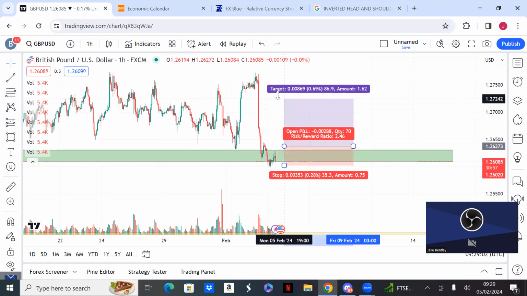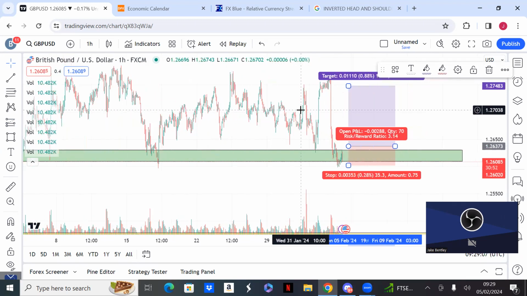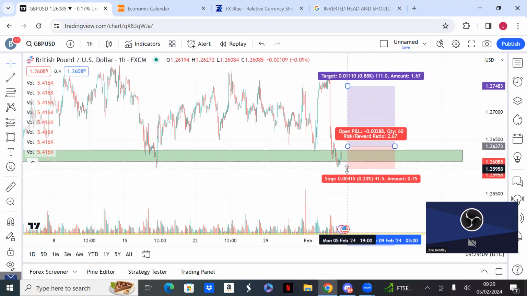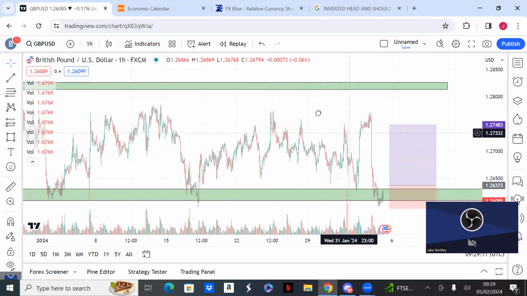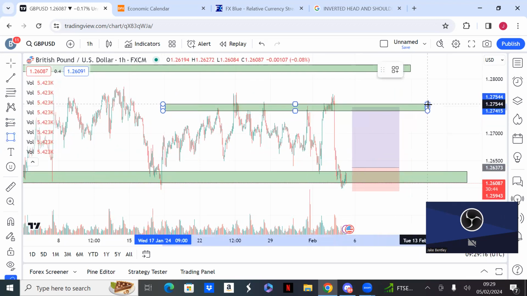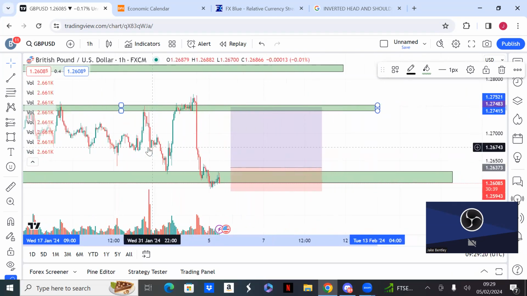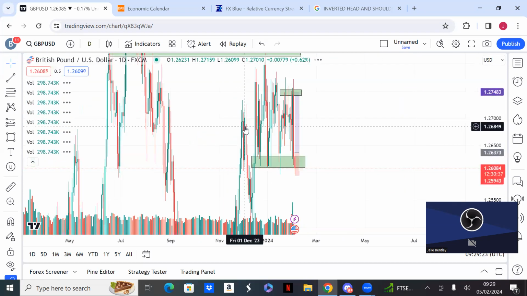I probably wouldn't go all the way to the high. I'd probably go to this level here. We can see a lot of sell pressure there. So that's where I would go. It's probably going to be a 3-1 if you do get a good stop loss. So that's where I would go because we can see a lot of sell pressure there recently. So Great British Pound against the USD.